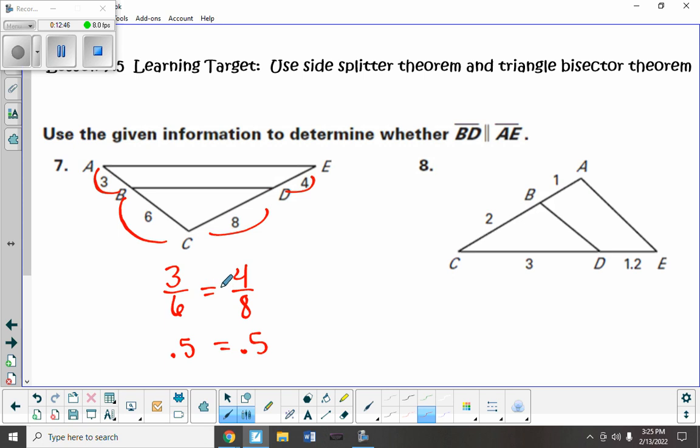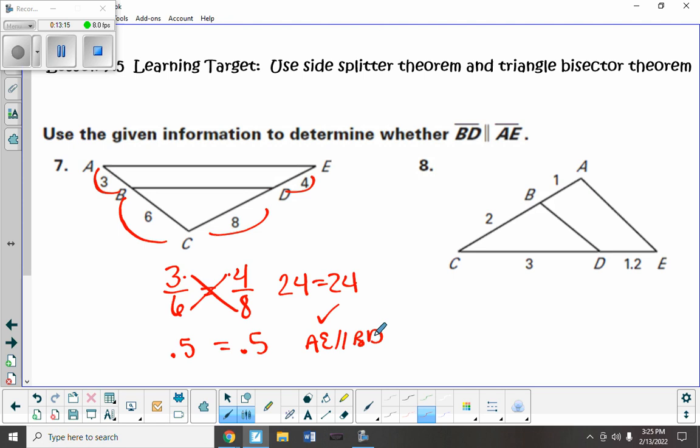The other thing you can do is use the means extremes property that says if you have a proportion, cross products are congruent. So if you do 3 times 8, that equals 24. 6 times 4 equals 24. So yes, those are proportionate. So that would prove to you then that the lines are parallel. So you could say that AE is parallel to BD because those segments are proportional.